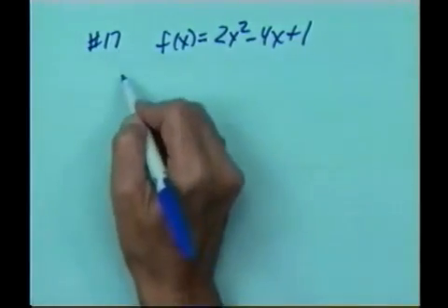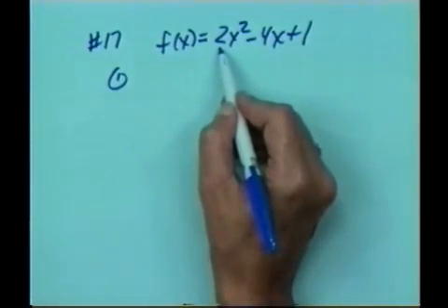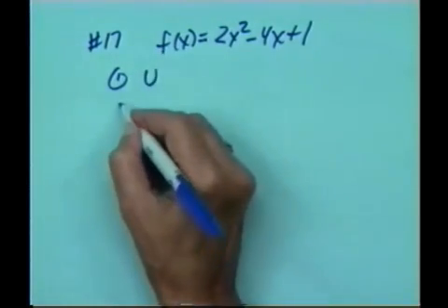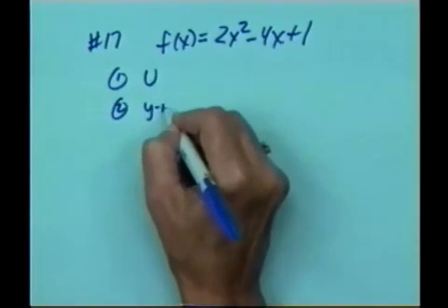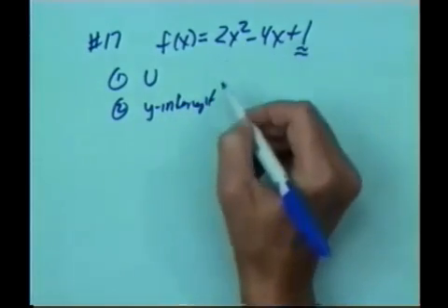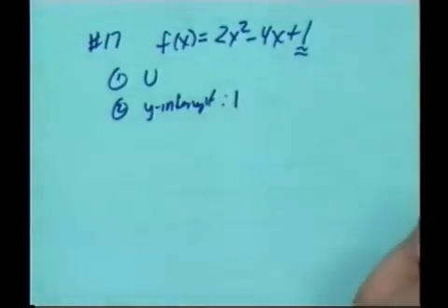All right, what's this the graph of, everybody? A parabola. Is it going to open up or down? Up, because the coefficient in front is positive. What is the y-intercept? 1. You just let x be 0, y is 1.